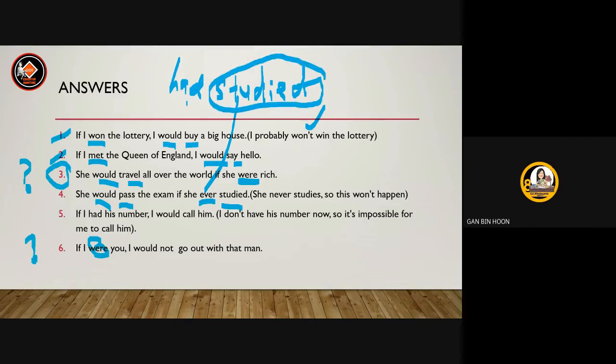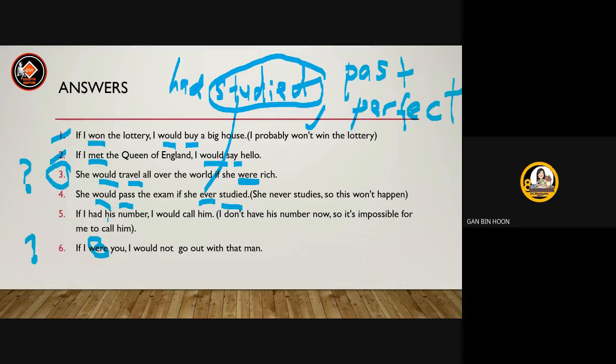Kalau awak tambah had, dia bermaksud dia jadi past perfect tense. Faham tak? Past perfect kita tak guna di sini. Past perfect nanti kita guna dalam the fourth situation, the third conditional tense. So tak boleh jawab had, because had adalah untuk ayat yang lain. So the answer will be if she ever studied. Meaning is she never studies. So this won't happen. Dia tak pernah belajar, so tak mungkin dia boleh pass.